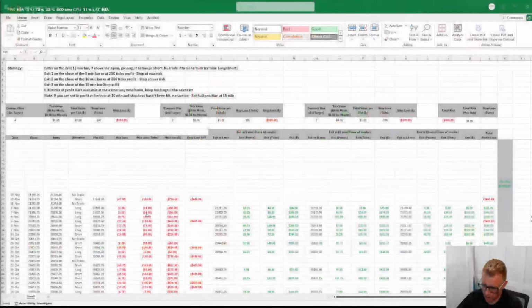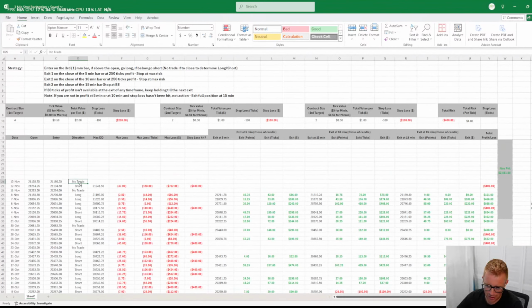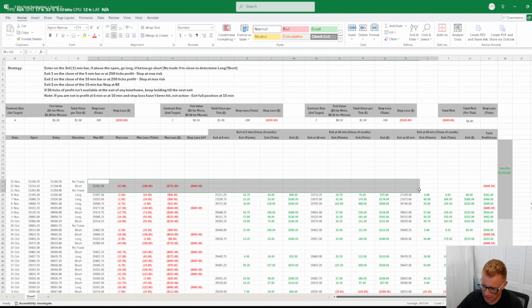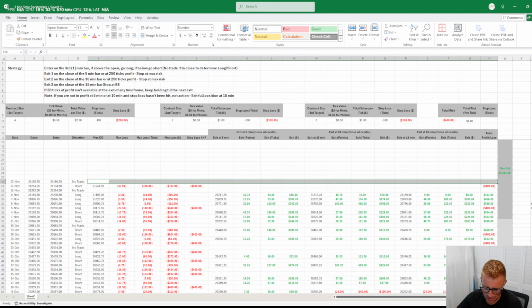So this is what I do then. Right here, I just log the opening and my entry. It's a no trade day, and then we move on to the next day. That's all we do.